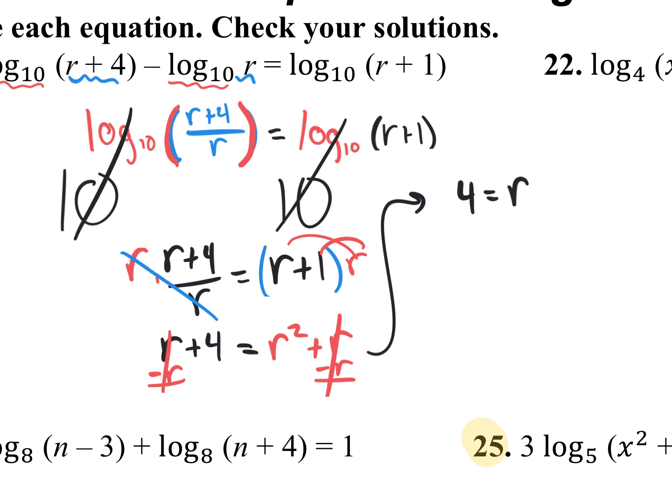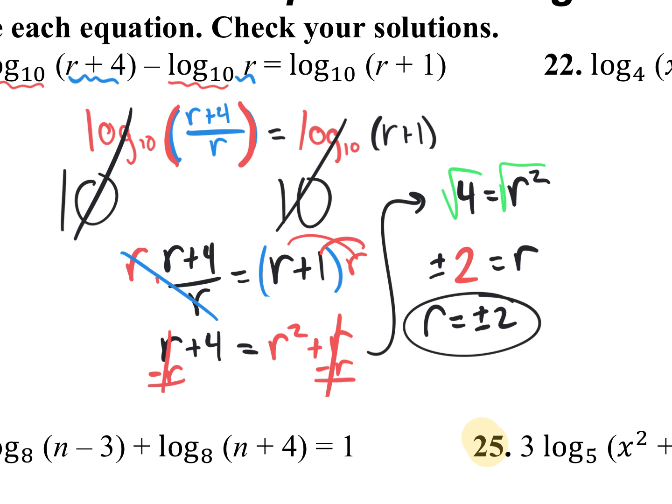4 equals r squared. And you want to get r by itself. You want to solve for r. So how do you get rid of a square? Square root. So what you do to one side, do to the other. And when you apply a square root in an equation, yes, you get the answer 2, but you have to put a plus or minus in front of your answer. So you really have r equals plus or minus 2. That means that you have both r being positive 2 and r being negative 2.